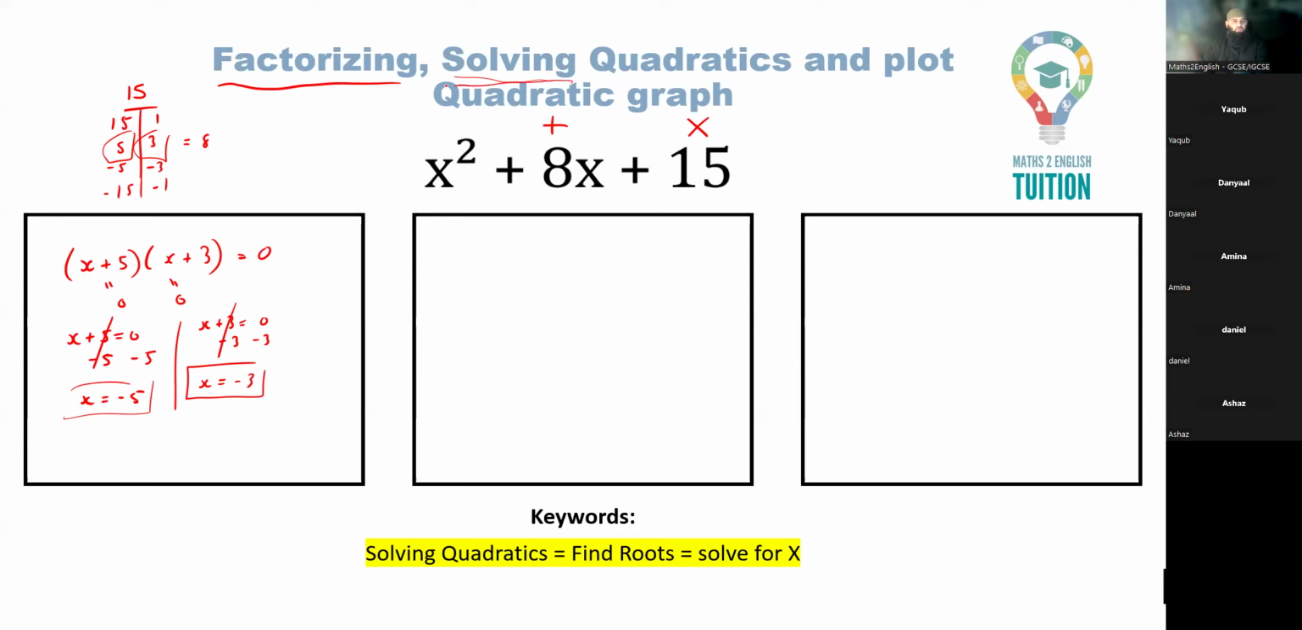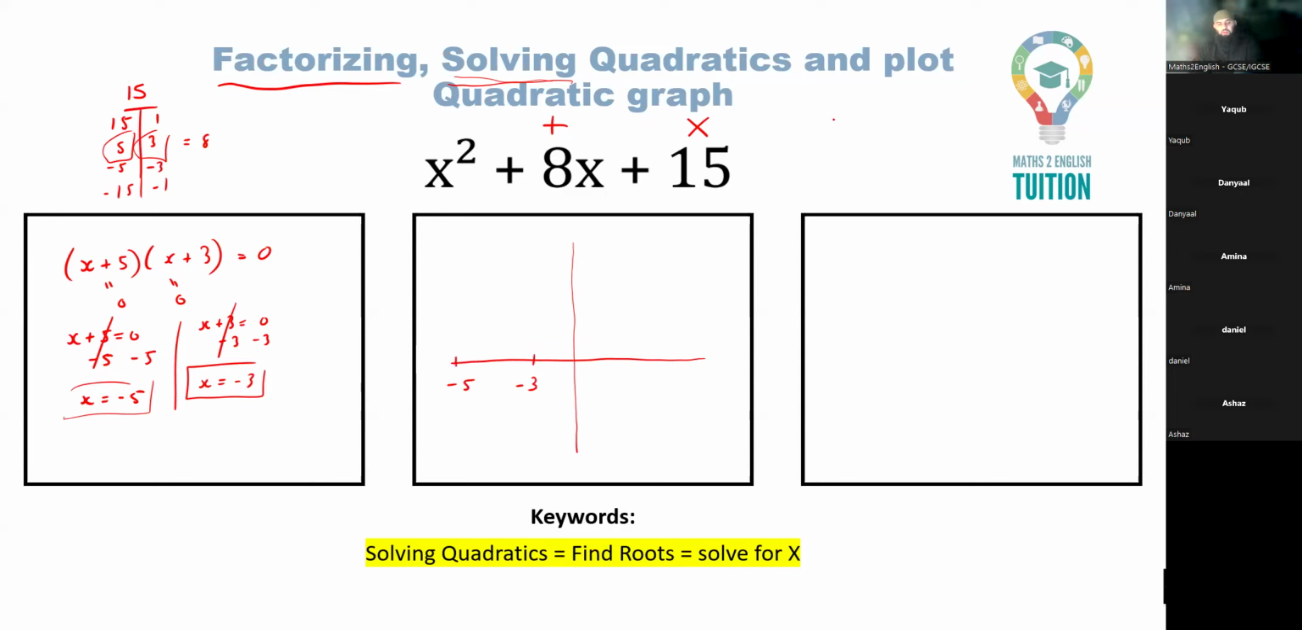We learn how to solve quadratics. Now what does solutions mean? When we draw a quadratic, we can also talk about this. So at this point, we can say that the graph is going to cross the x-axis at minus 3 and at minus 5.